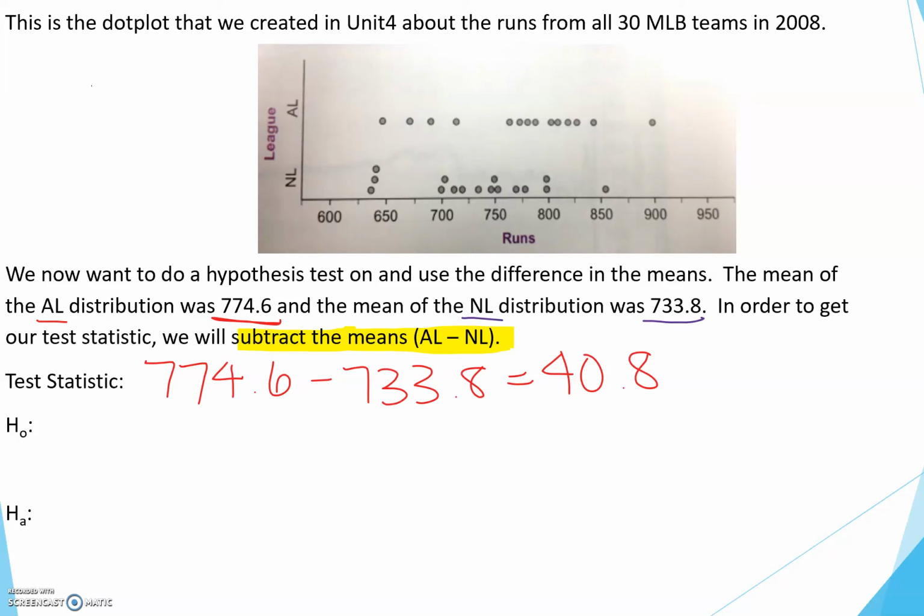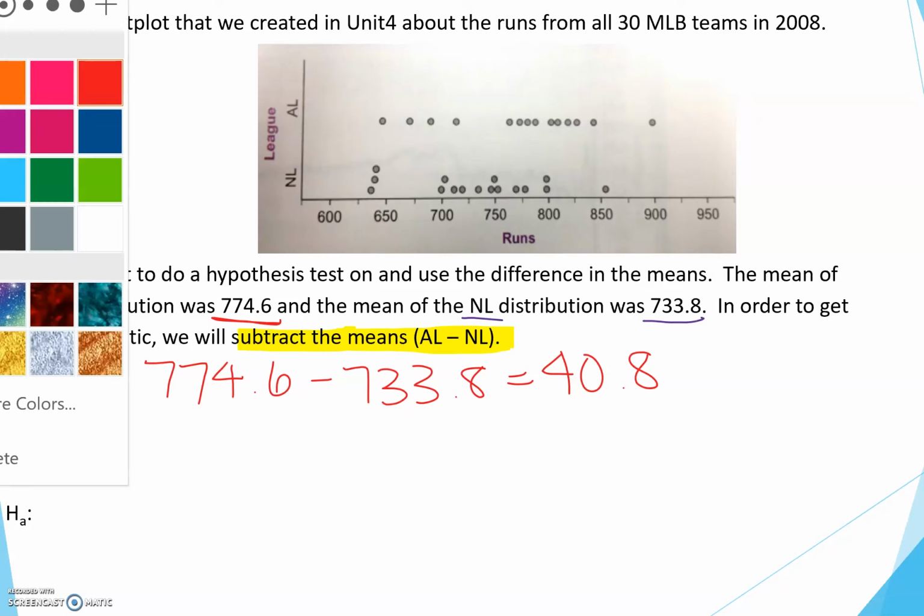Now let's see if we remember how to write out our null and our alternative. I'm going to pause for just a second and see if you remember how to write those out. There were some words like same ability, greater ability, hint, hint, hint. Okay, let's just get on with it.